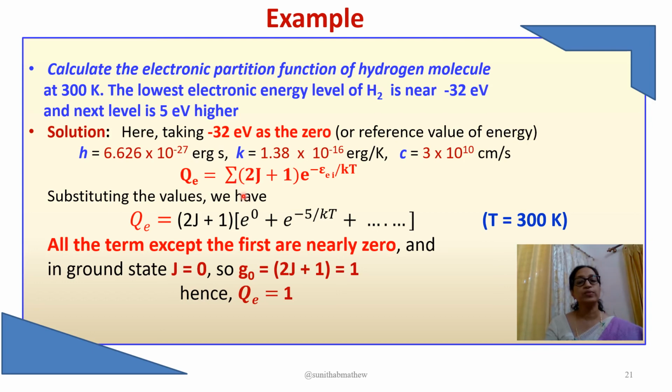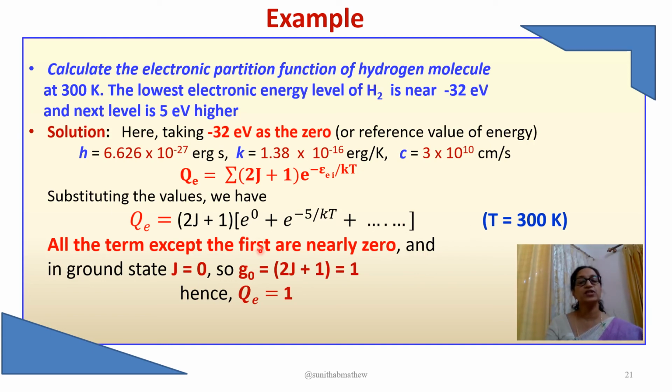QE is equal to summation (2J plus 1) e to the power minus E upon kT. Here E is the electronic energy level, and in 2J plus 1, J is the total angular momentum quantum number. We will substitute the values in this. On expanding this, we will have the ground state plus the other excited states. We know that all the terms except the first are nearly 0, so all the other terms will be neglected.